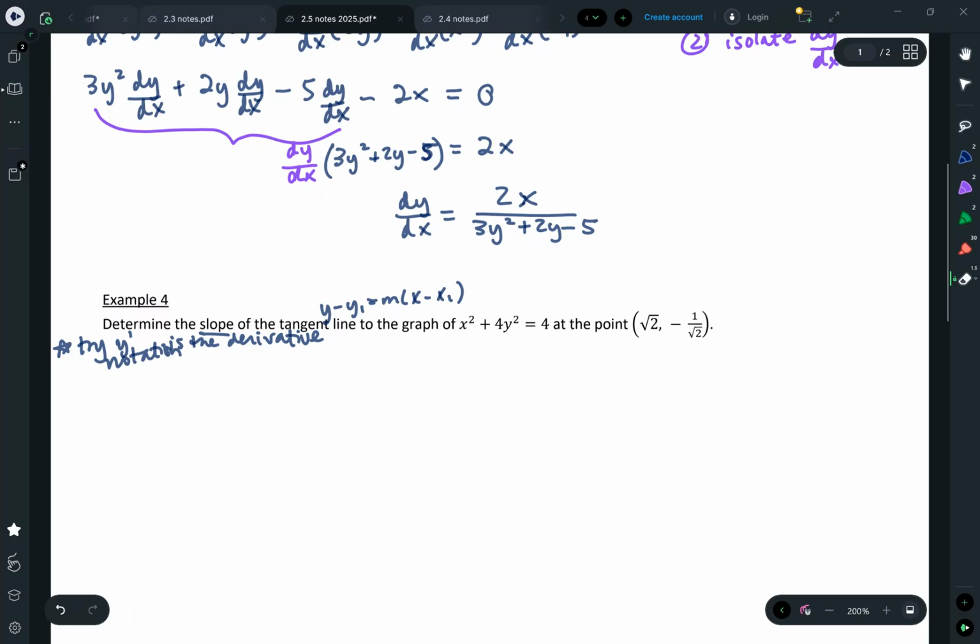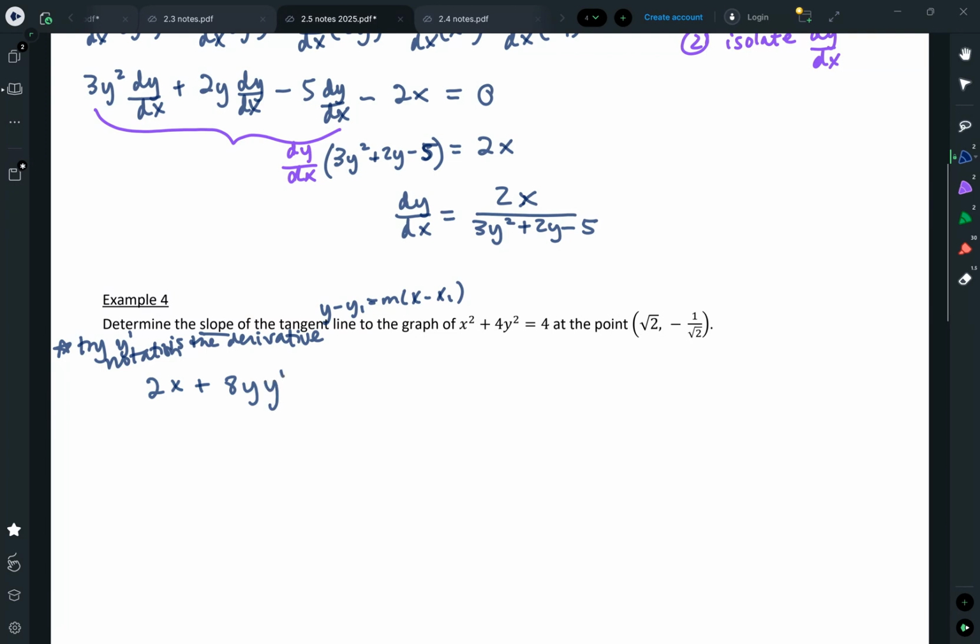Same rules again. X squared, that's going to be power rule. I'm just going to write down a 2x plus 4y squared. Power rule, but it's a y, so I have to have a dy/dx or a y prime in there. So it's going to be 2 times 4, so I have 8y. Now it's the first power, and then I could write dy/dx, or I could write y prime. That's what dy/dx really means.